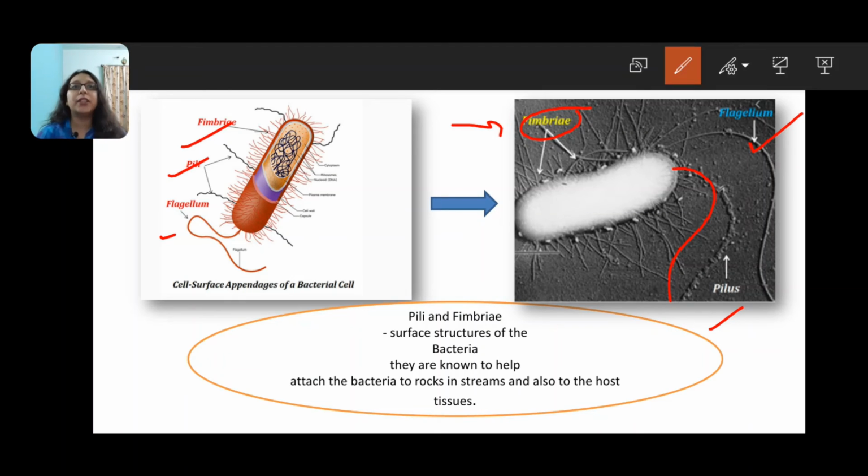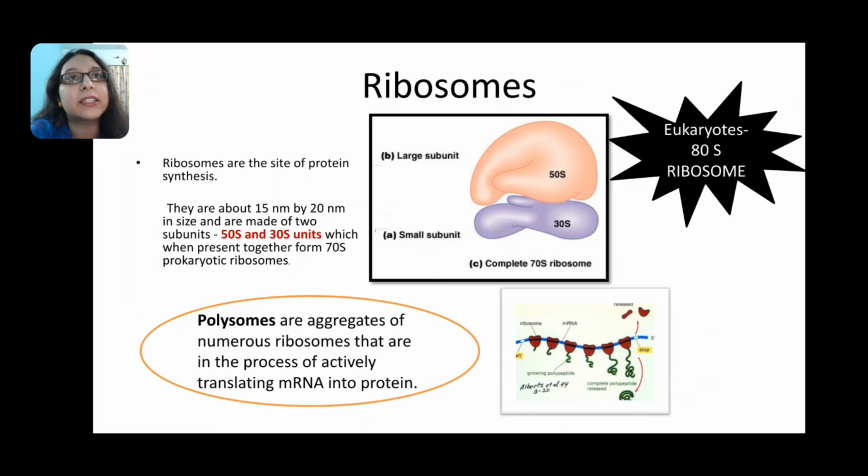Now you can ask me, what is the function of the fimbriae and the pilus? Basically, they help in the attachment of the bacteria to hard surfaces as well as to host tissues. They help in attachment. So though they look similar to the flagella, they are different in function. Let's move on to the next slide.